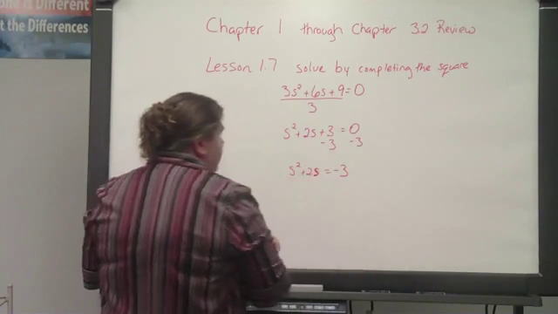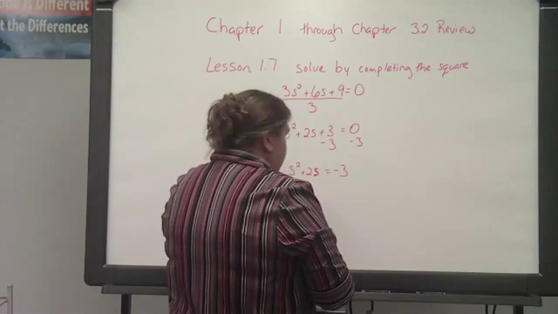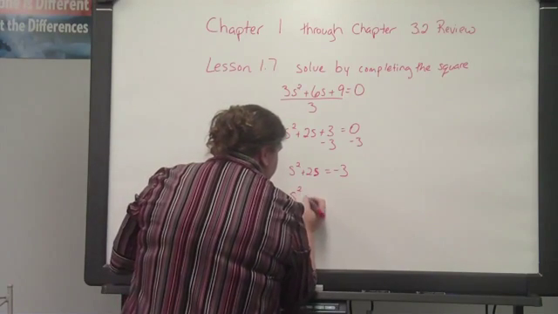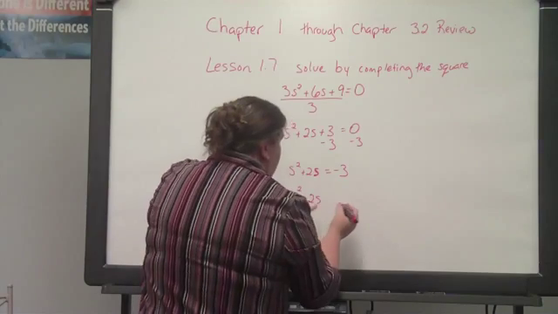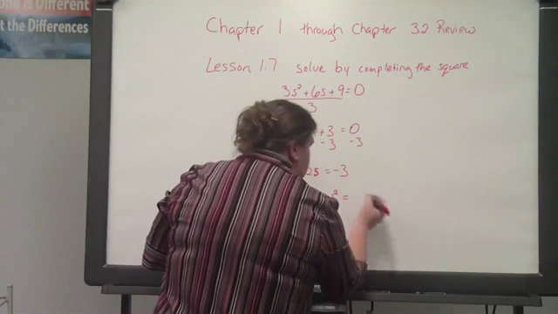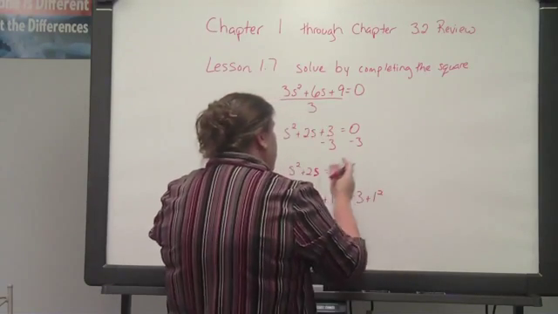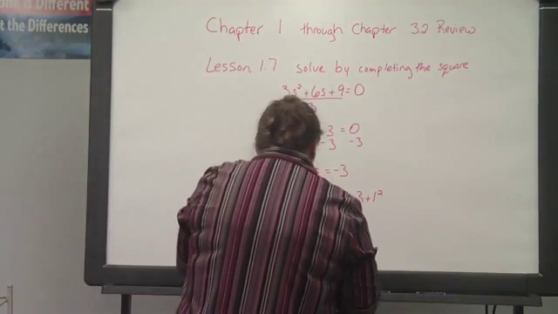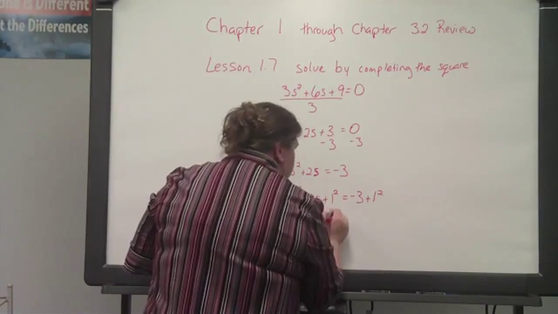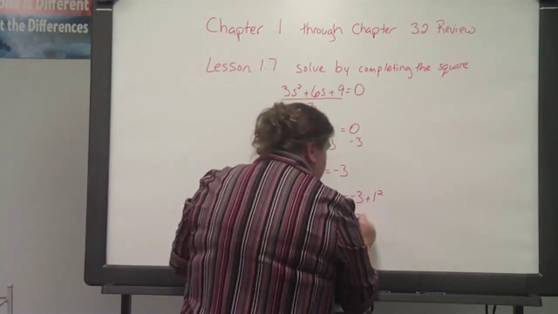Now, the next thing I want to do is take half of my B, which is 2. Half of my B, 2 divided by 2, gives me 1. And then I square that, which still gives me 1, but I want to put it as 1 squared. So negative 3 plus 1 squared on the other side, because what you do for one side, you have to do for the other side. Now I can rewrite this as s plus 1, all of that squared, equals negative 2, because negative 3 plus 1 is negative 2.